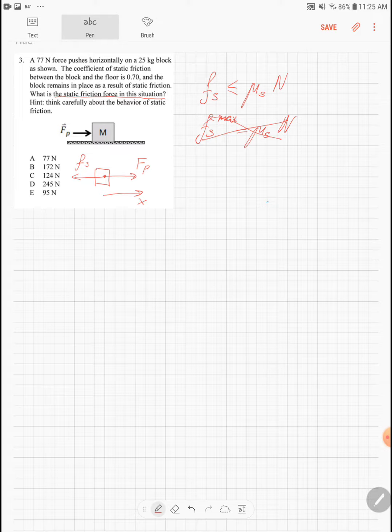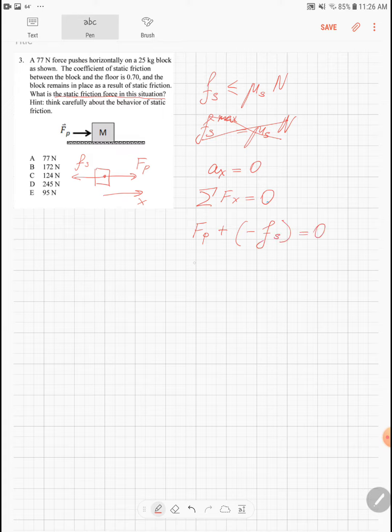But what we know is that the block doesn't move. If the block doesn't move, then the acceleration in the x direction is 0. This means that the net force in the x direction is also 0. Okay, so what are the forces which contribute to the net force in the x direction? Well, there is a force of the push, plus there is a contribution from the force of the static friction. Since its direction is opposite to the direction of the x-axis, we will have to include the negative sign here.